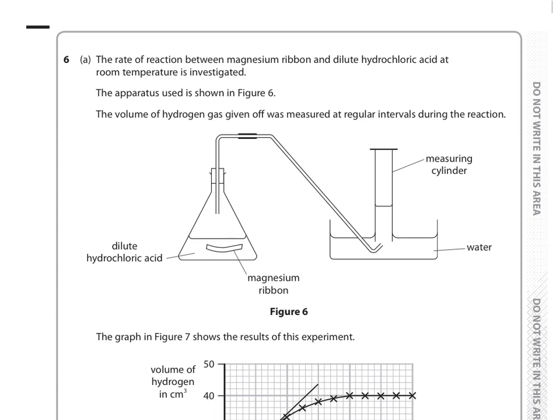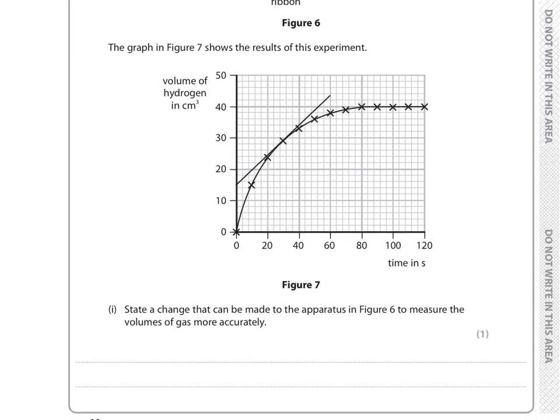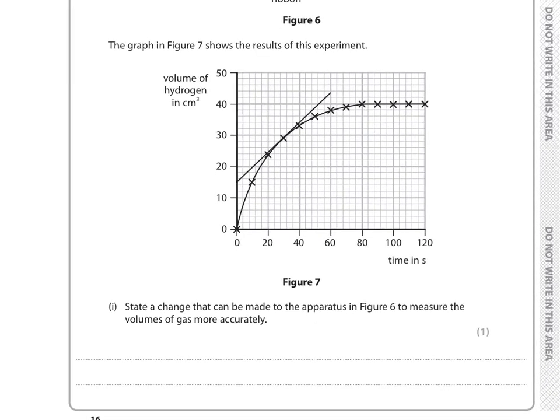Question number 6 says the rate of reaction between magnesium ribbon and dilute hydrochloric acid at room temperature is investigated. The apparatus used is shown in figure 6. The volume of hydrogen gas given off was measured at regular intervals during the reaction, and a graph of the results of this experiment was plotted. It says, state a change that can be made to the apparatus in figure 6 to measure the volume of gas more accurately. This was a little bit tricky actually.